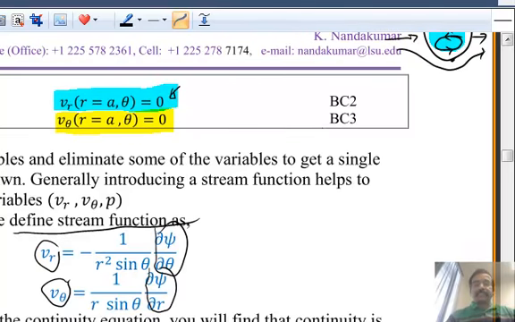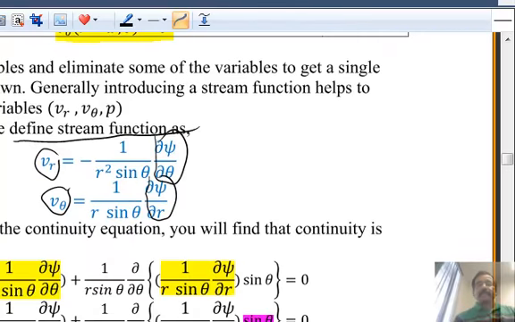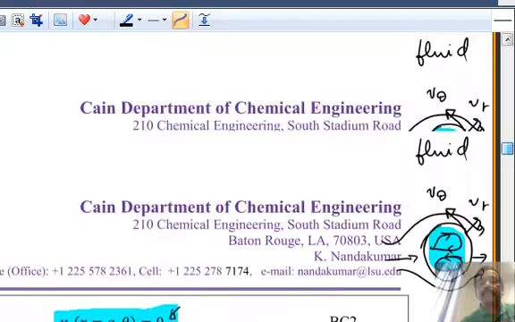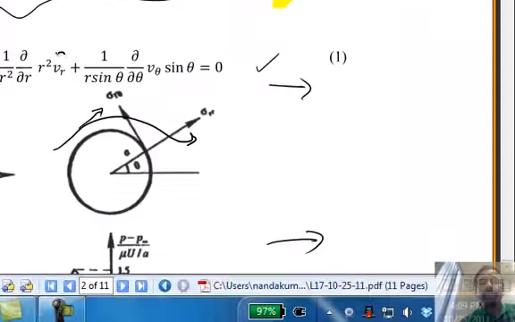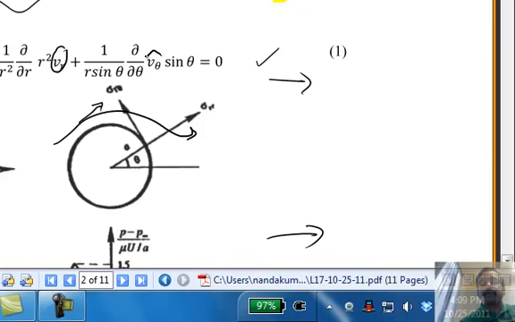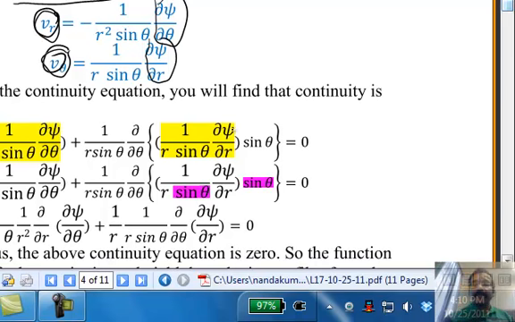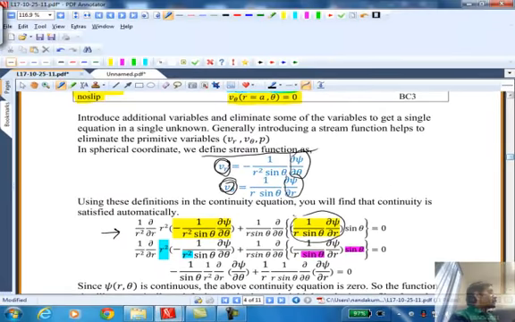What I'm doing in this step is simply taking the definitions for Vr and V theta and plugging them into the continuity equation that you see here. So for Vr, I plug in the definition. For V theta, I plug in the definition in terms of the stream function. This whole thing that you see is Vr, the definition for Vr. And similarly here, this whole thing is the definition for V theta. Everything else is the continuity equation.